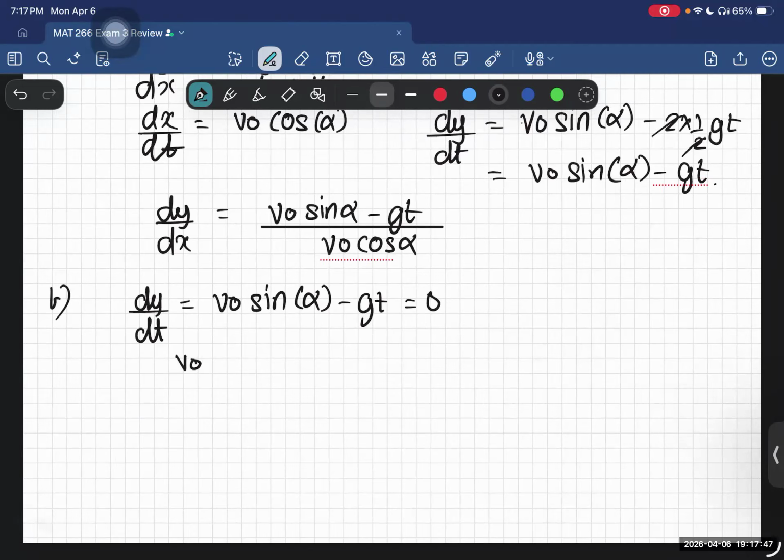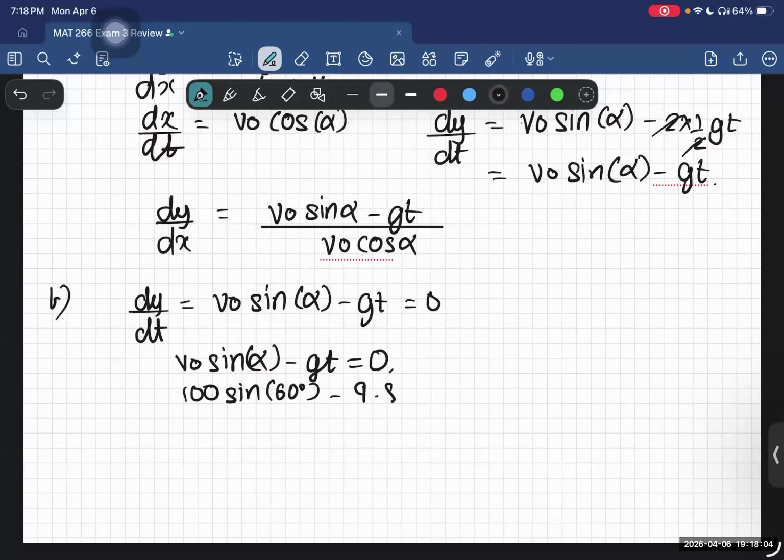So let's just reiterate it. V naught sine alpha minus gt is equal to 0. So we have everything given to us except t. We just have to find that. So let's fill in the values. v naught was 100 sine 60 degree minus 9.8 t is equal to 0.